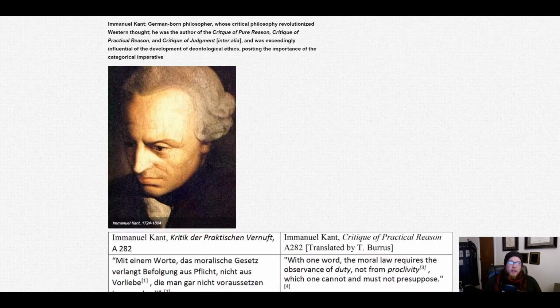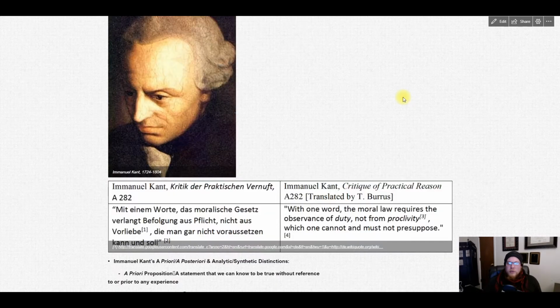The principal founder of deontology is Immanuel Kant, though he wouldn't have called his own view deontology. That's a word that gets invented later. And in his deontology, he really emphasizes the importance of what he calls the categorical imperative. So listen to the words of Immanuel Kant here in the Critique of Practical Reason. With one word, the moral law requires the observance of duty, not from proclivity, which one cannot and must not presuppose. What that means is that the right thing to do depends on what our duty is, whether or not we really want to do it.